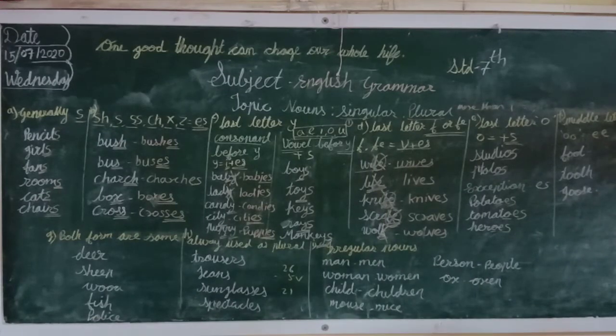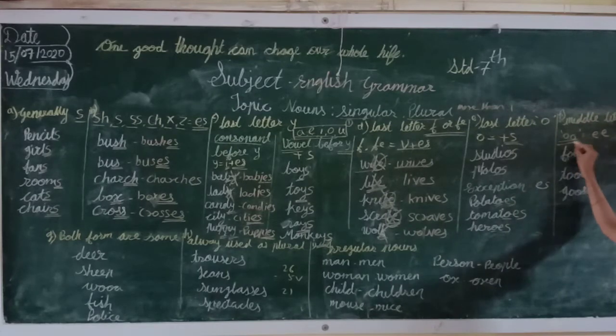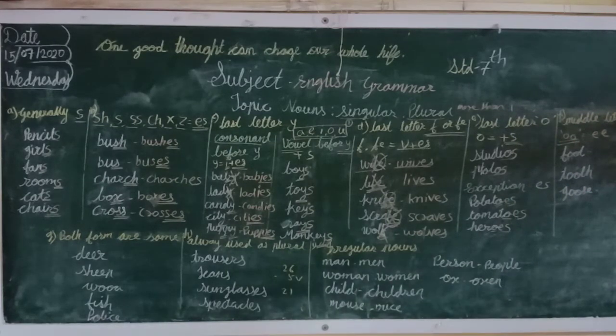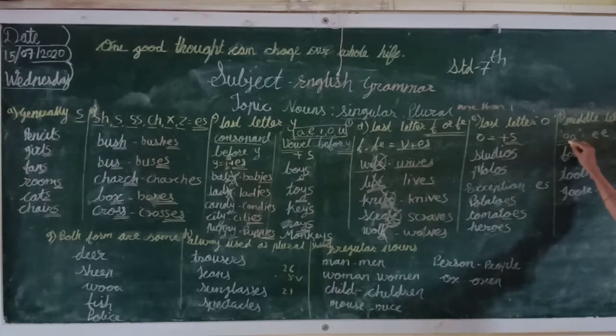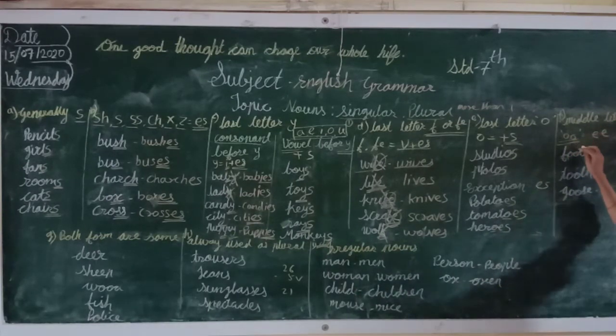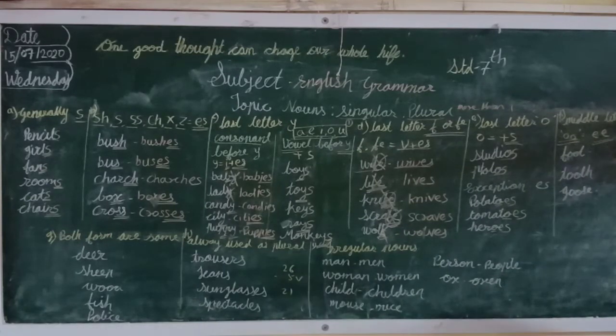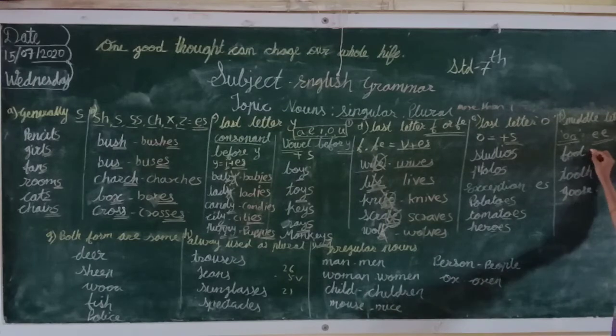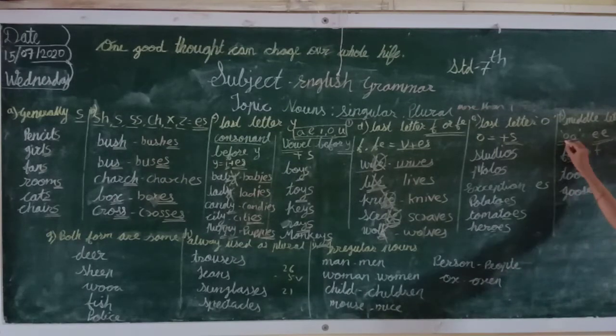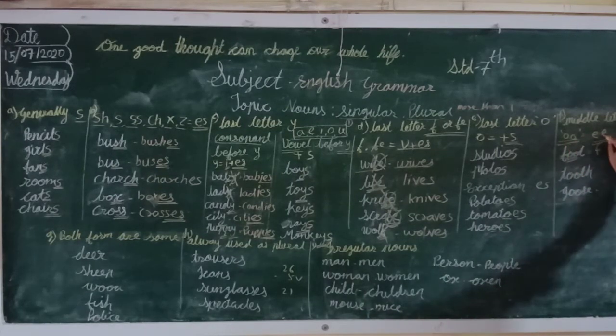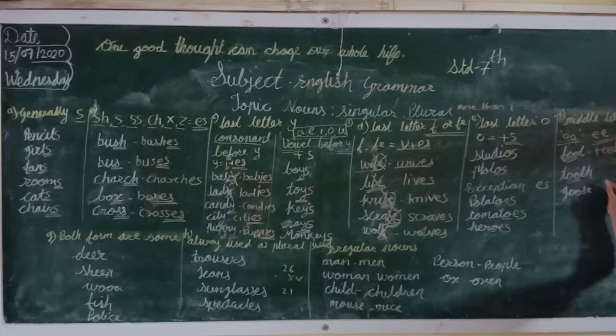Now, students, see the next one. Middle letter double o. If in the middle there is a double o, what will we do? If in the middle there is a double o, we will remove this double o and then we put double e, like food. So what will we do? Double o, in that place what will we write? Double e. Food, feed. Okay. Tooth. In the middle there is a double o. So what will we write?